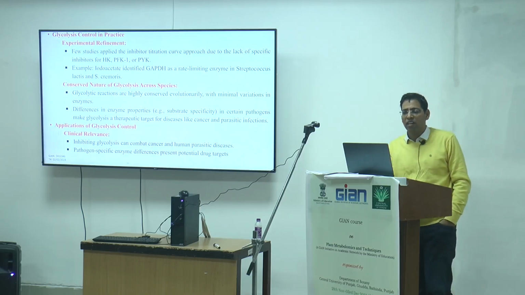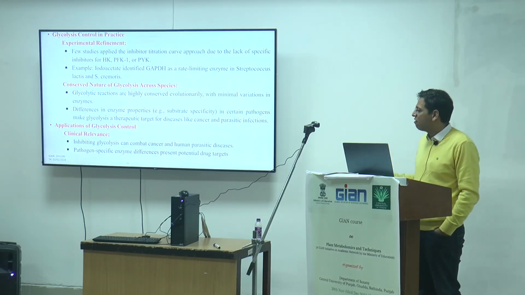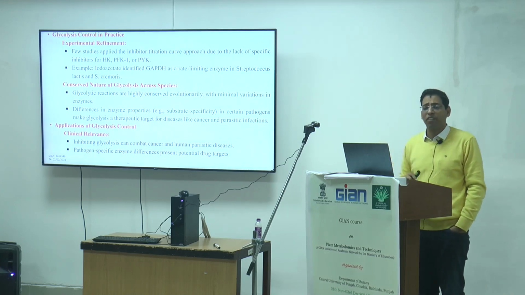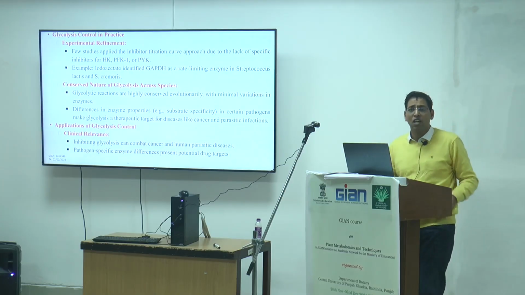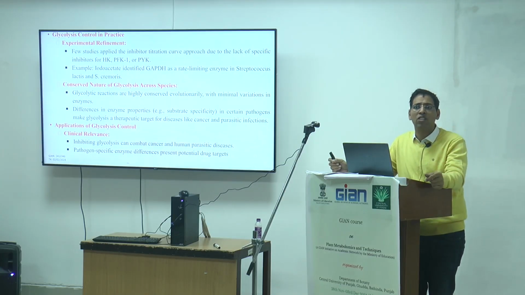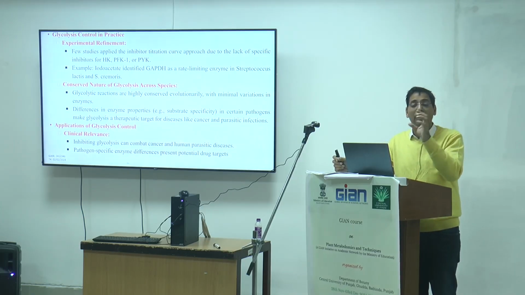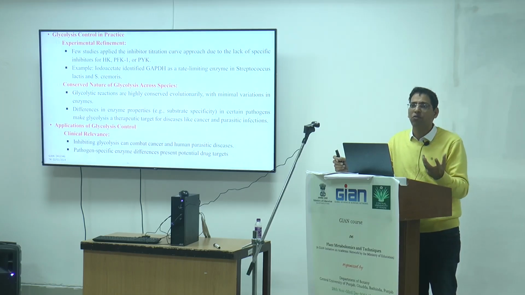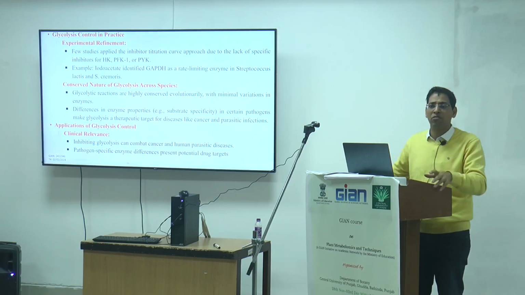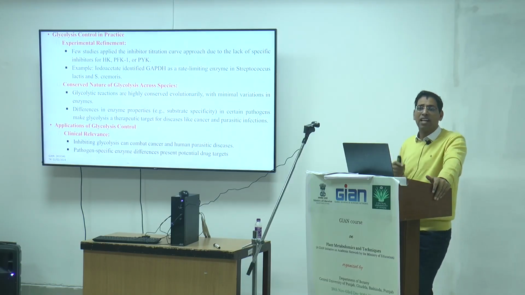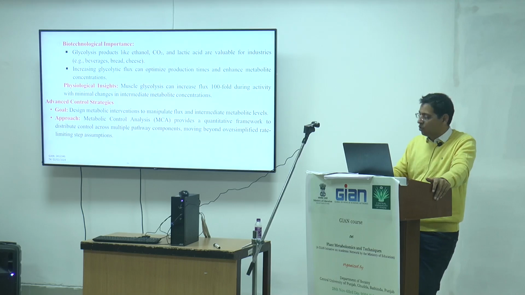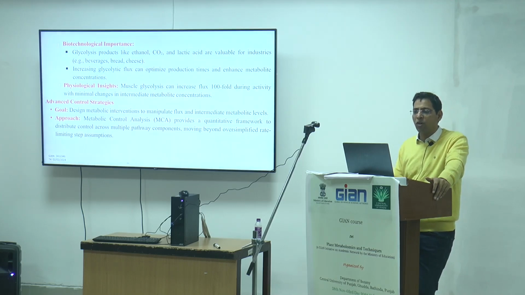Now, the application of glycolysis control. So clinical relevance is also mentioned here. Inhibiting glycolysis can combat cancer and human parasitic diseases. Some parasites depend upon us for sugar, actually glucose. And in cancer cells, we can manipulate them if we inhibit the targeted glycolytic pathway only in the cancer cell. Then there is no need for the medicine. We have to identify the inhibitors which can do this only in cancer-specific cells. So that is the biotechnological approach that we need to go ahead with.